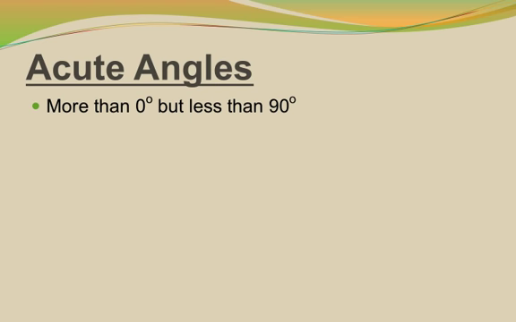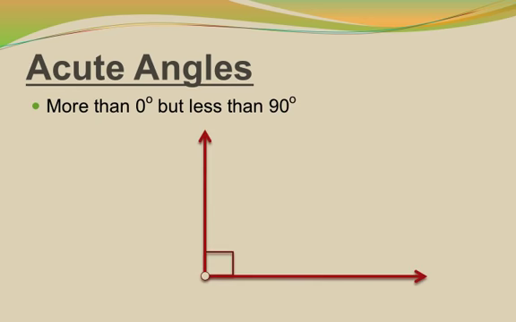Acute angles, all right? Acute angles are more than 0 degrees but less than 90 degrees. So let's start with a 90-degree angle. Okay, that's very important. This is the basic foundation of all angles, this 90 degrees here. Now, from that 90 degrees, it's any angle that's in between these two. If we make this the base of our angle, it has to be between these two lines.